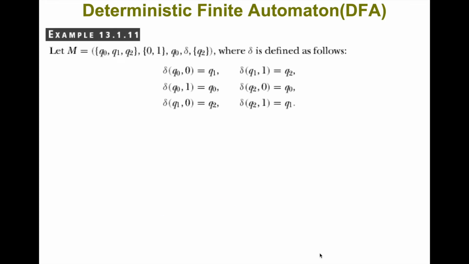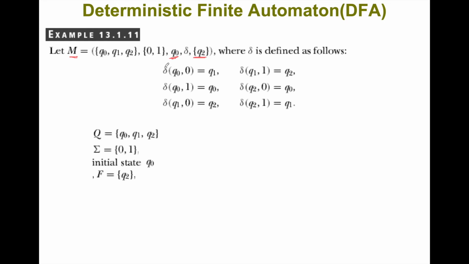Alright, now let's move to an example. Let's suppose we have here a machine M that has Q naught, Q1, Q2, 0 and 1, Q naught, del, and Q2. So what do we mean by this? First of all, the number of states that I have here is 3, which are Q0, Q1, Q2. Sigma is 0 and 1. Initial state is Q naught, and final state is Q2.